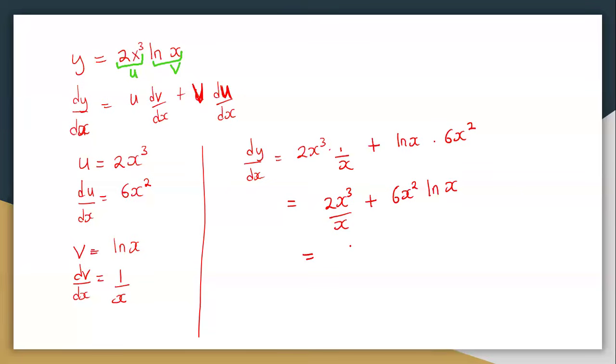Then here when we divide, that x can divide and reduce to 2x squared, plus 6x squared ln x. So we can factorize out the common factor, which is 2x squared, open brackets, that will remain 1 plus 3 ln x.